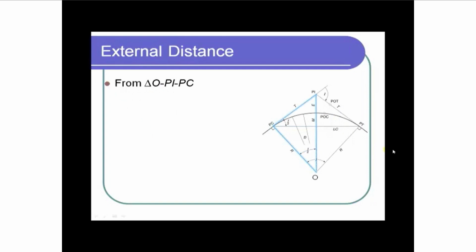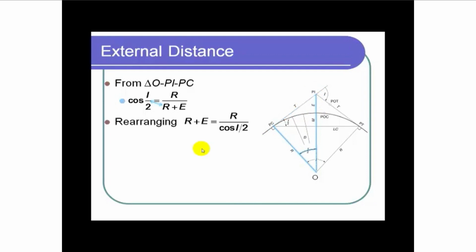The external distance we can get by looking at the triangle O, PI, PC. Now, basically what we've got here is we can get the hypotenuse distance and then subtract off the radius right here to leave us with nothing more than the external distance. The hypotenuse we can get from the fact we know the adjacent side R, and we know the angle here I over 2, and so we have the cosine. So the cosine of I over 2 is equal to R plus E, the distance from O to the middle of the curve, plus the external.